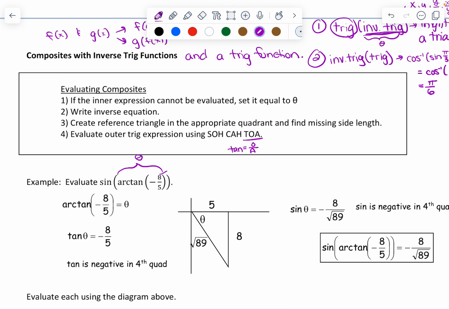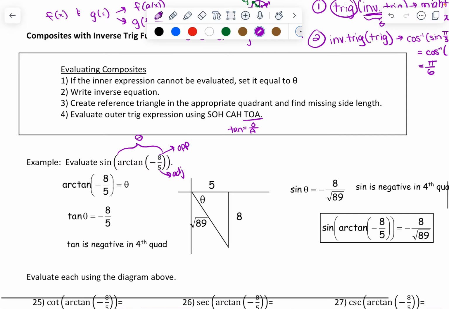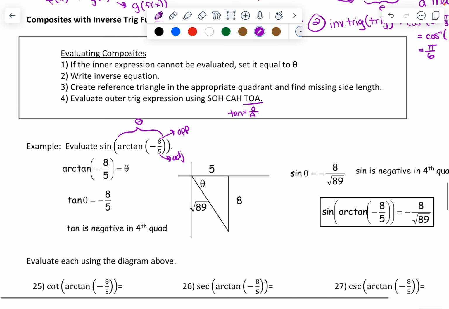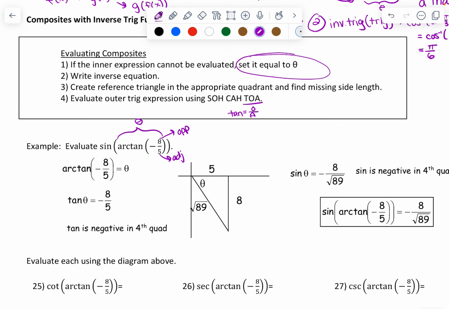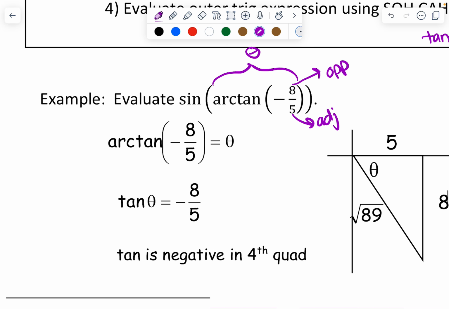So that means this 8 is the opposite, and this 5 is the adjacent. And then we'll talk about that negative in a second. Now, because this cannot be evaluated, we will set it equal to theta. And when this happens, we're able to rewrite it as a normal trig expression.